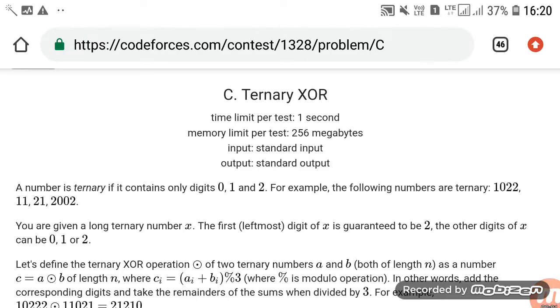Welcome guys. Today we are going to see question C of Codeforces 629th round, which is Division 3. Today we are going to see the problem Ternary XOR. It's a quite simple problem, a kind of linear problem which can be solved in big O of n. So let's go into the question straight away.